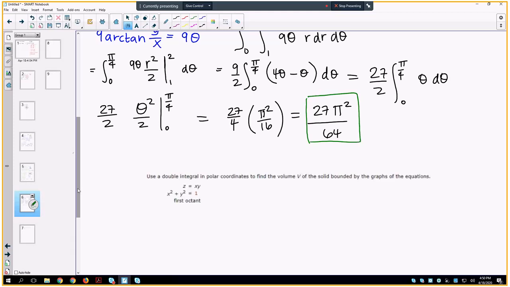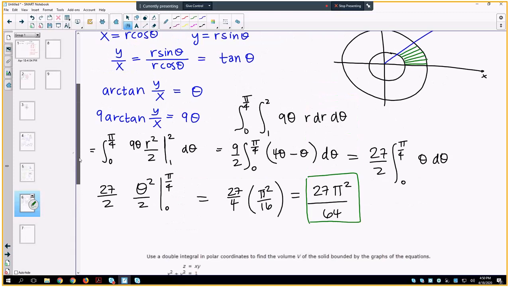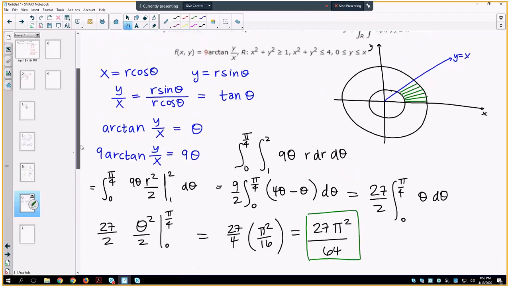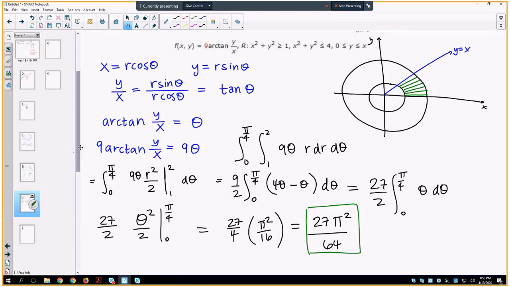So again, I was given the region in x and y coordinates. I translated it into polar coordinates, and a function as complicated as 9 arctangent of y over x became as simple as 9 theta.